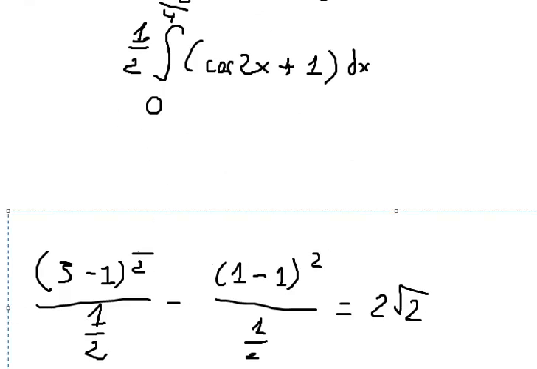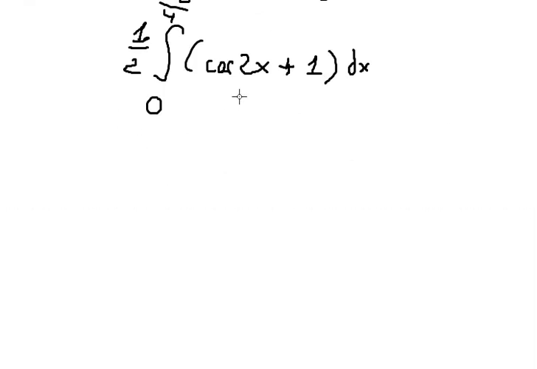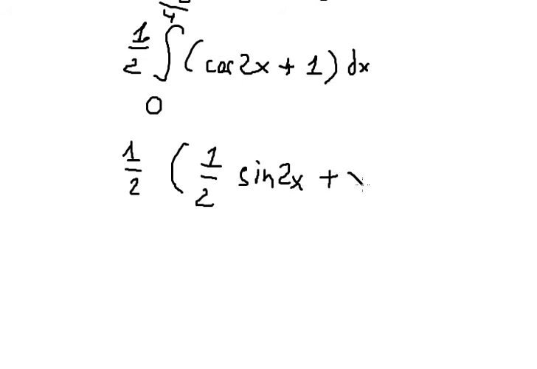Now, the integration of cosine 2x, we will have 1 over 2 sine 2x. The integral of 1 is x, and we put the bounds from 0 to pi over 4. And now I will put pi over 4 here and 0 here, and we get the final answer.